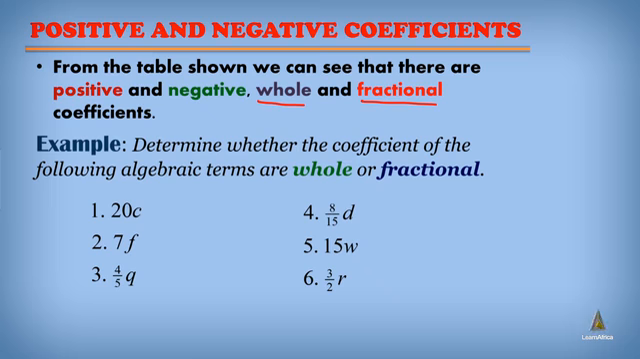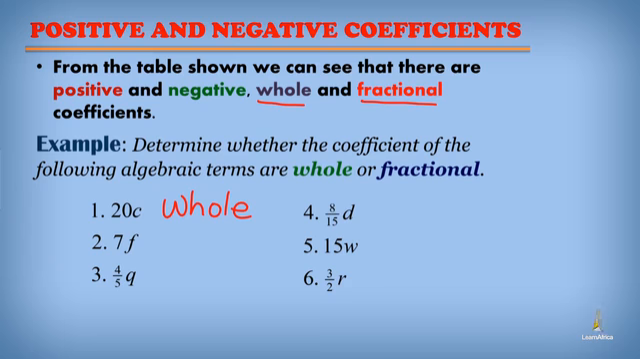All right, we have an example here. It says determine whether the coefficients of the following algebraic terms are whole or fractional. Okay, we'll be doing it together because it's an example. Our first example here, 20c. You see, the number 20 is a whole number. So what we are expected to write here is quite easy. We just write whole. And that means that we have a whole coefficient here. The coefficient here, 20, is whole.